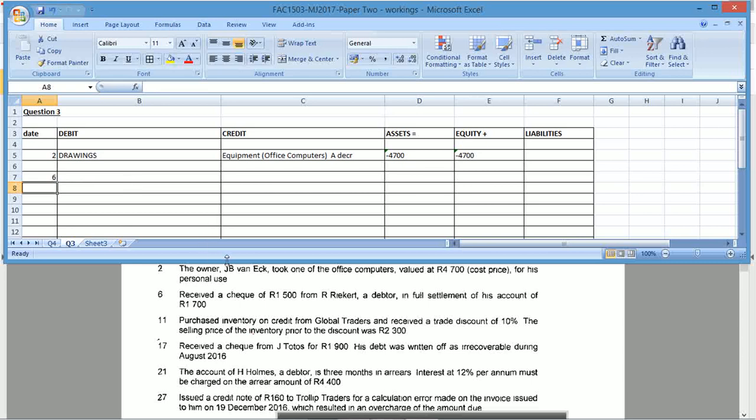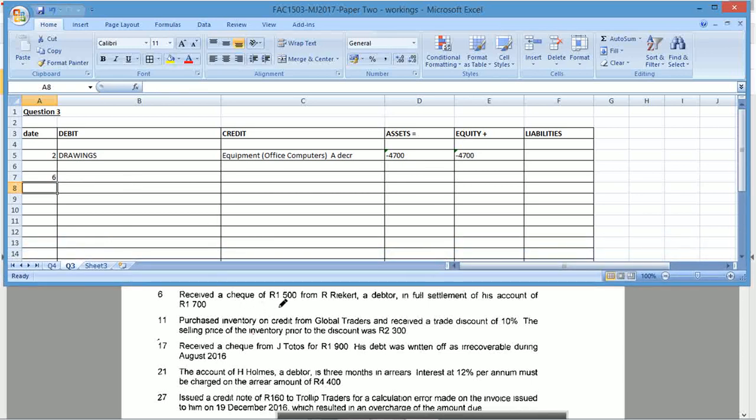Nice. Number 6. Received a check for 1.5 from R, a debtor, in full settlement of his account of 1.7. If you receive a check, bank is going to go up. Bank is an asset. Assets increase on the debit side. Bank asset increase. And debtors asset decrease. You also need to show the discount because this is a settlement discount. Discount allowed, bracket expense, increase. So there's your two transactions.